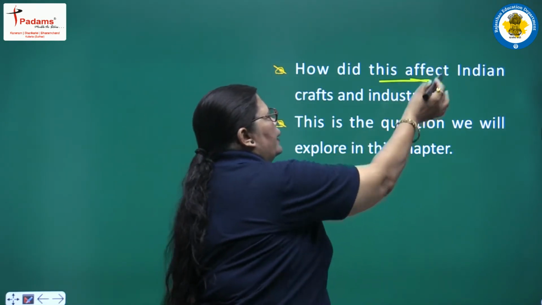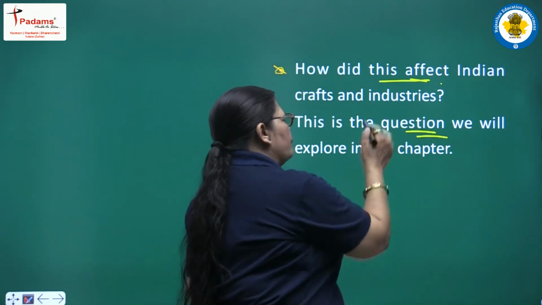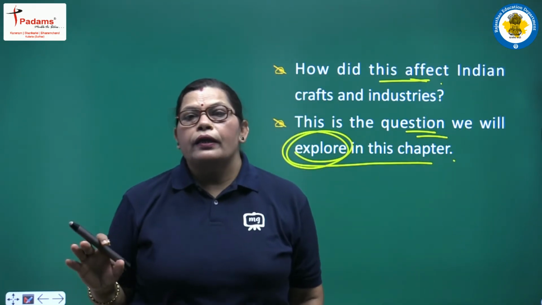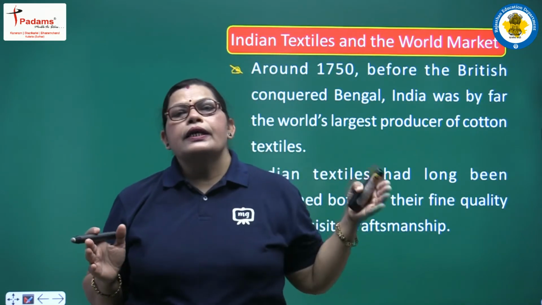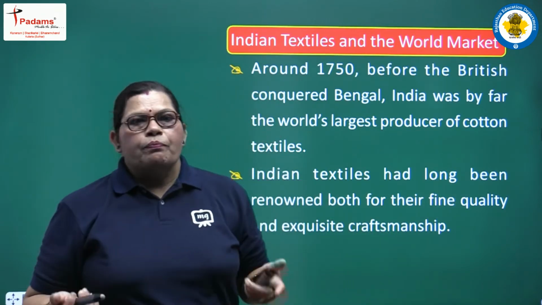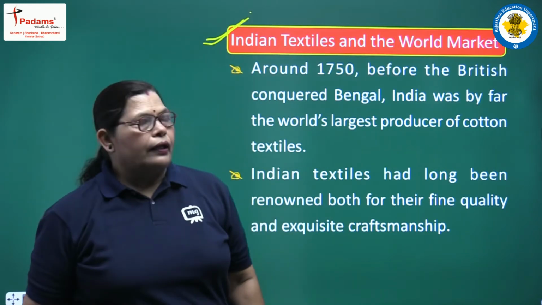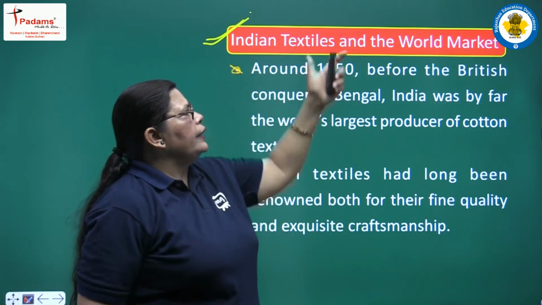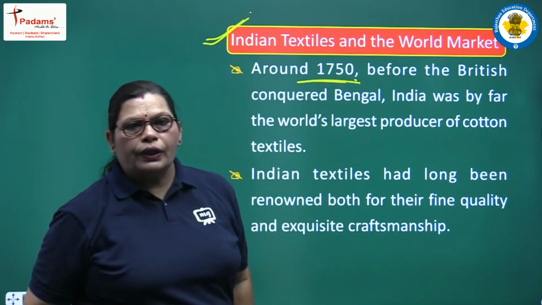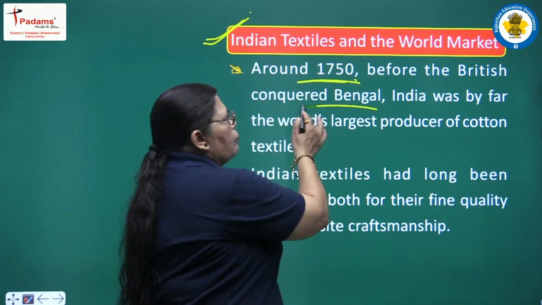How did this affect Indian crafts and industries? We will discuss this in our chapter reading session. This is the question we will explore in this chapter, because it is a great question how we progressed in industrialization and how our industry suffered from outsiders. First, we will discuss the Indian textiles and the world market. When we are discussing Indian textiles and the world market, students, the first date is around 1750. Yes, 1750 was the time when the British conquered Bengal.